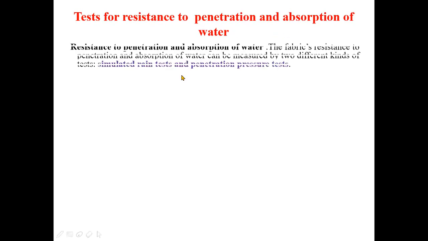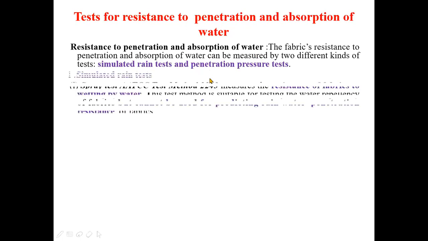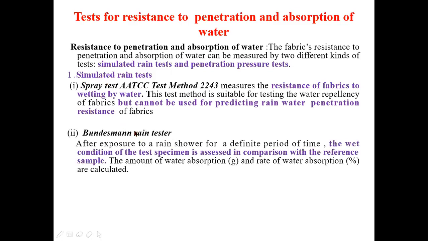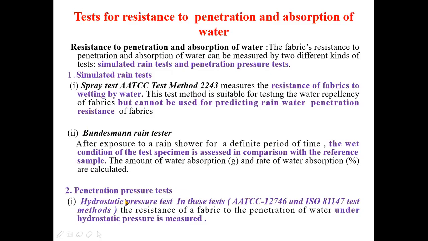Now, how to measure the resistance to penetration and the absorption of water? There are two different types of tests by means of which we can measure the resistance to penetration and absorption of water. The one is the simulated rain test, another one is the penetration pressure test. Now, the simulated rain test again is of two types. One is the spray test, another one is the Bundesmann rain test. And the penetration pressure test is basically the hydrostatic pressure test.